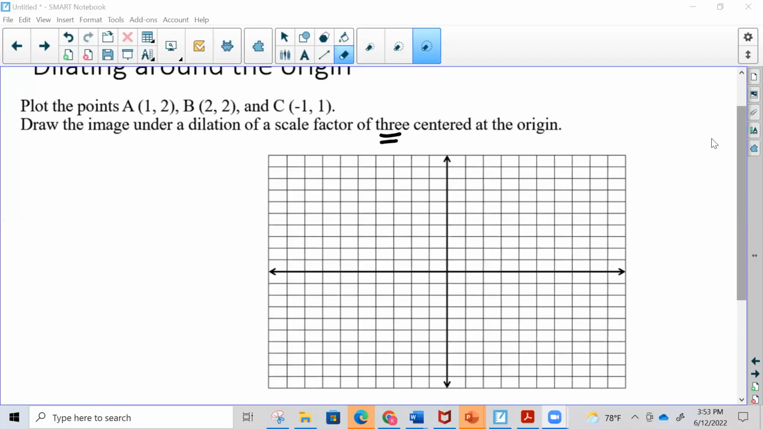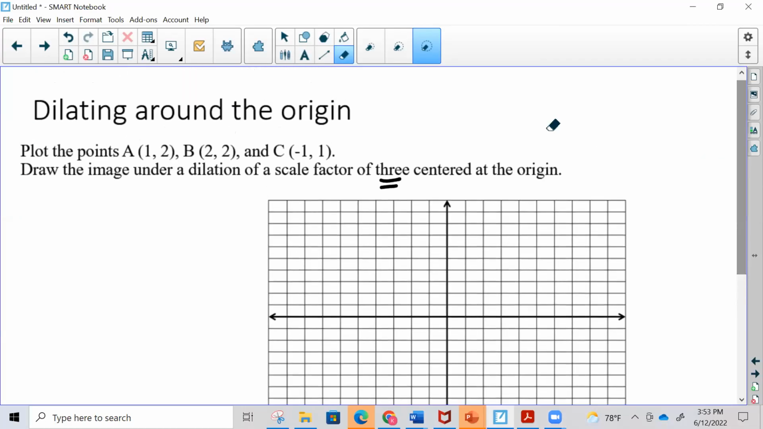Okay, so in this video, we're going to look at dilating around the origin, which is a little bit easier than dilating around a point that's not the origin. You don't have to make the entire chart for this. So we're going to dilate these 3 points.